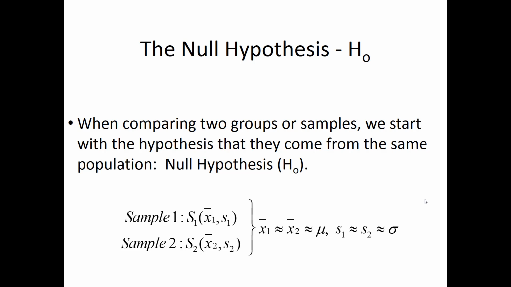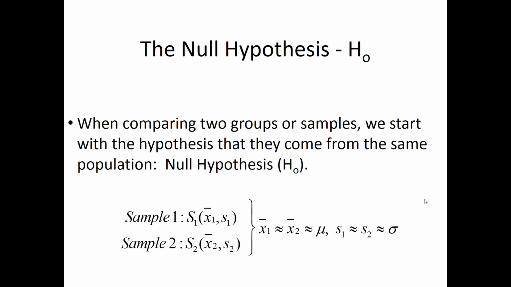When comparing two groups or samples, we start with the hypothesis that they come from the same population. This is the null hypothesis. For example, the measurements of sample 1 can be averaged to provide a mean and a standard deviation. Similarly, with sample 2, there will be a mean and a standard deviation associated with those.